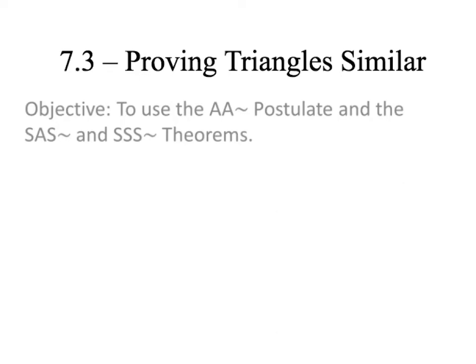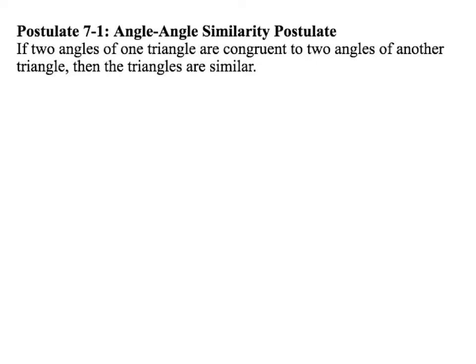Okay, so in Chapter 7, Section 3, we're going to prove triangles are similar using the AA similarity postulate, SAS similarity, and SSS similarity theorems. The angle-angle similarity postulate says that if two angles of one triangle are congruent to two angles of another triangle, then the triangles are similar. So all we need to know to say that two triangles are similar is that two angles are congruent.